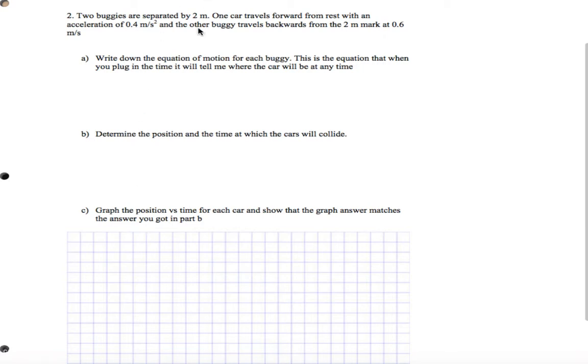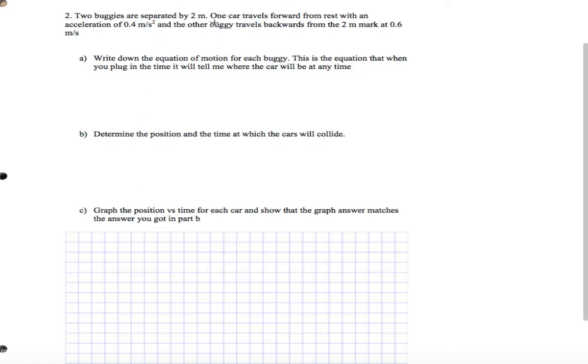All right, I wanted to take a quick look at the second free response problem. So we have two buggies, they're separated, they're going to collide with each other, one's accelerating and one's not. So for the one that's accelerating, let's write down the equation of its motion. Its equation is going to be 1/2 times 0.4 times t squared, since that's the acceleration.